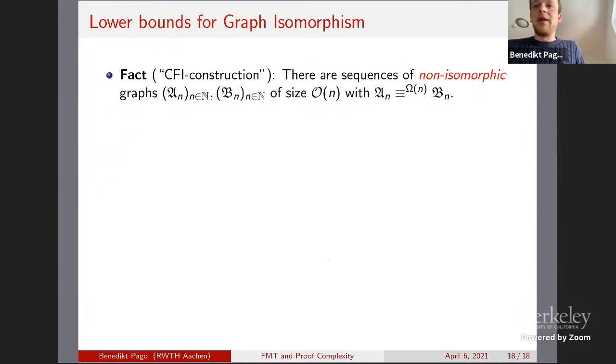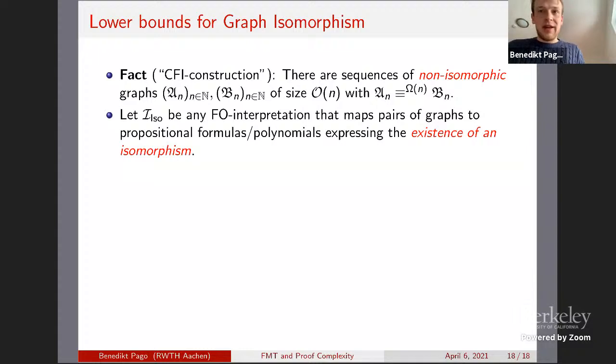And maybe the main example for that, where we got lower bounds or reproved lower bounds, is the graph isomorphism problem. Here you can exploit standard constructions from finite model theory, the so-called CFI construction, which we can treat as a black box now. It yields sequences of non-isomorphic graphs of increasing size. But the fact that they are not isomorphic is very hard to tell from the point of view of logic. They require a linear number of variables to be distinguished in fixed point logic.